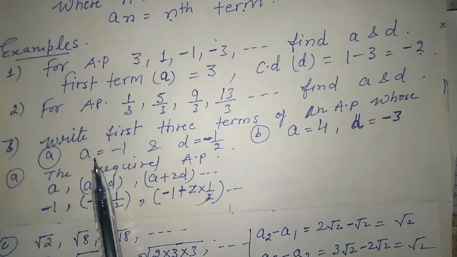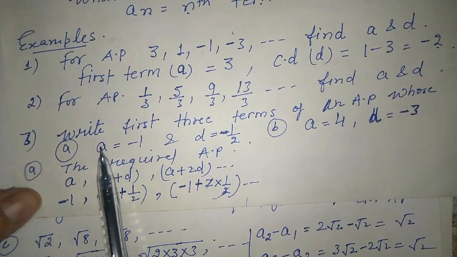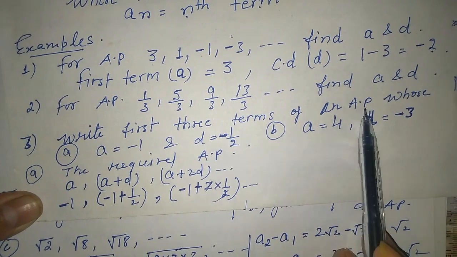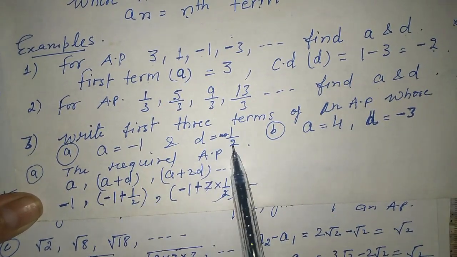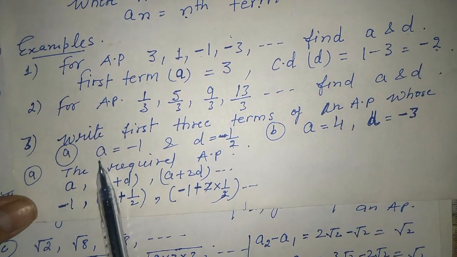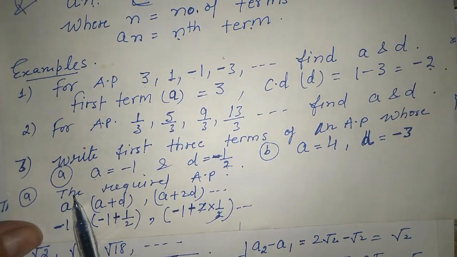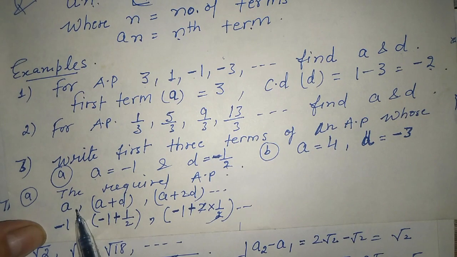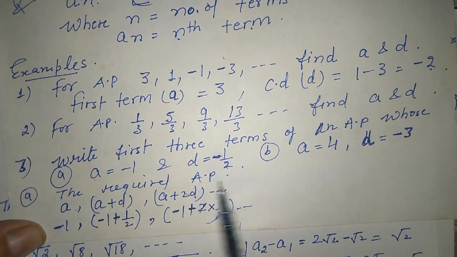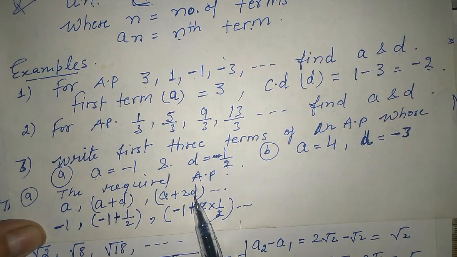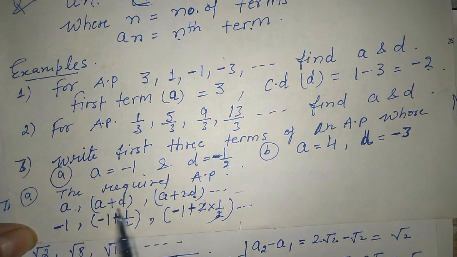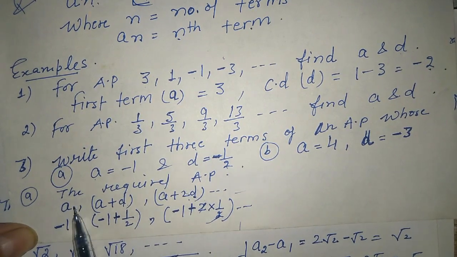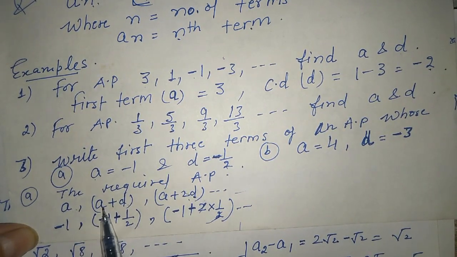Similarly, we have another good type of question. Write first 3 terms of an AP whose first term is given and the common difference is given. So this is the A part. The first term is given here. We will let here the required AP: A, A plus D, A plus 2D and so on, because we have to find only 3 terms, the first term, second term and third term. So A is what? Minus 1.